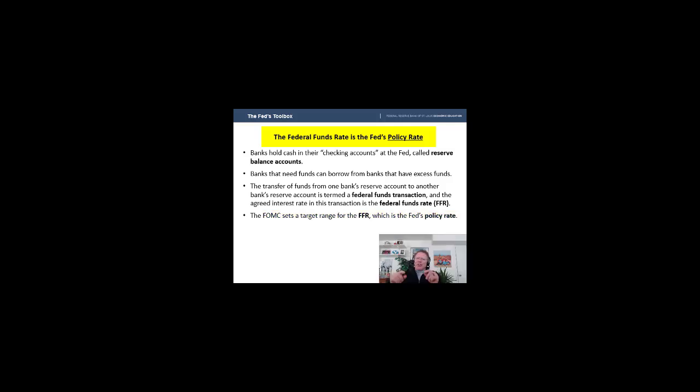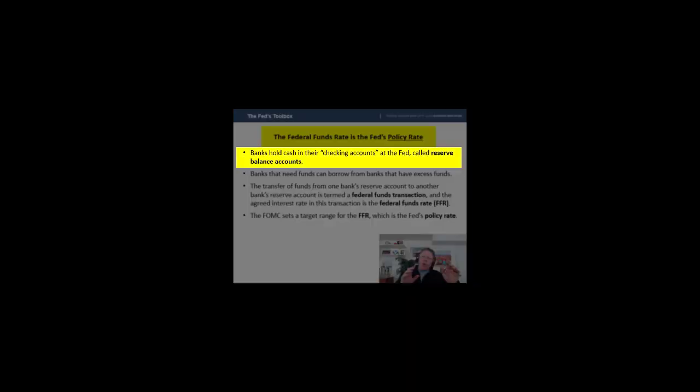Did you catch that? Let's go over that once again, just kind of quickly. The Federal Open Market Committee conducts monetary policy, meaning they're setting the stance of the policy by setting a target range for the federal funds rate. And the federal funds rate is a key interest rate in the economy. So the mechanics are banks hold funds or cash in their checking accounts at the Fed. We call these reserve balance accounts.